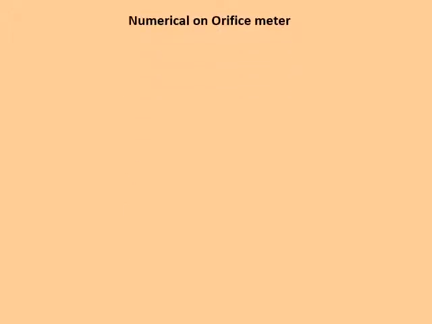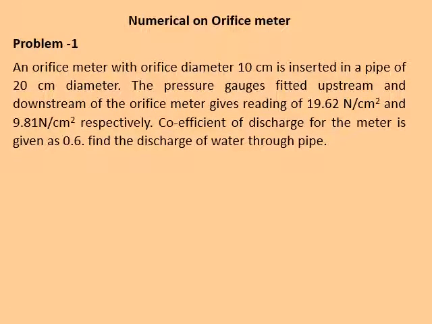Next, to move on to the numerical part on this orifice meter. That is problem number 1. An orifice meter with orifice diameter 10 cm is inserted in a pipe of 20 cm diameter. The pressure gauges fitted upstream and downstream of the orifice meter give readings of 19.62 Newton per centimeter square and 9.81 Newton per centimeter square respectively. Coefficient of discharge for the meter is given as 0.6. Find the discharge of water through the pipe.